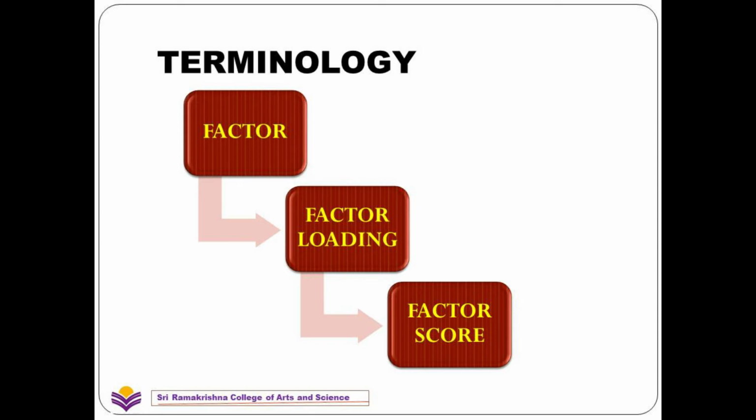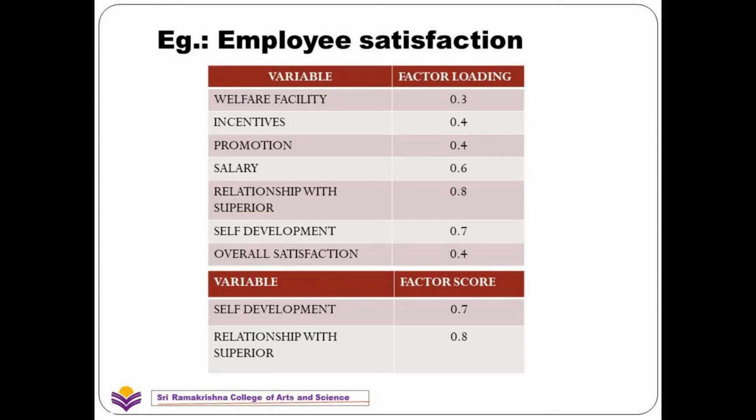Let me explain with one example. Employee satisfaction. If you are studying employee satisfaction, there are many variables which impact it. You can take variables like welfare facility, incentive, promotion, salary, relationship with boss, self-development, and overall satisfaction. You can take 6, 7, 8 variables for a factor analysis. If you do factor analysis, you will get a score. That score is called factor loading.